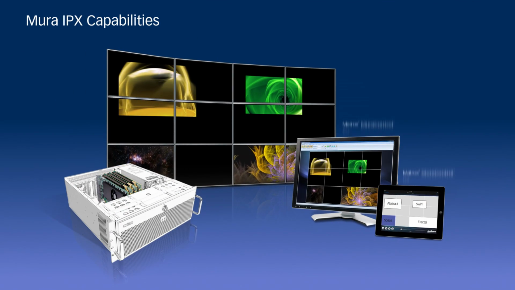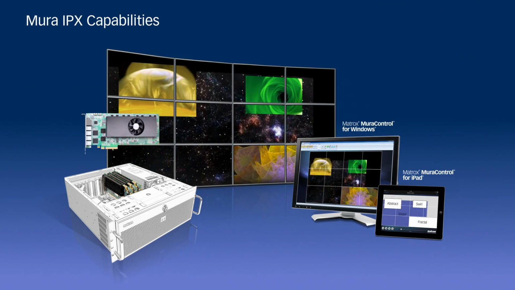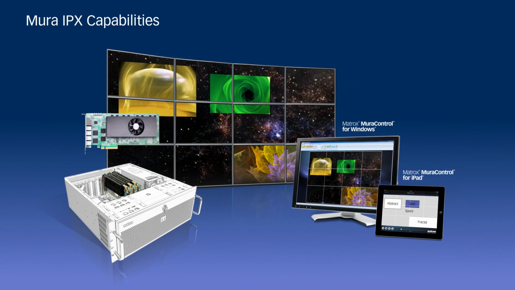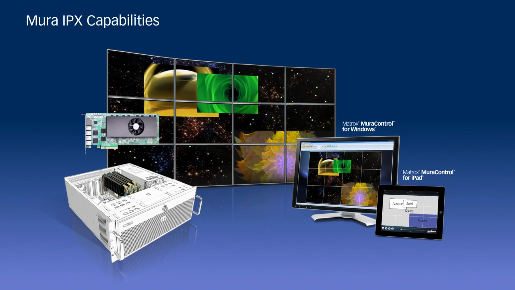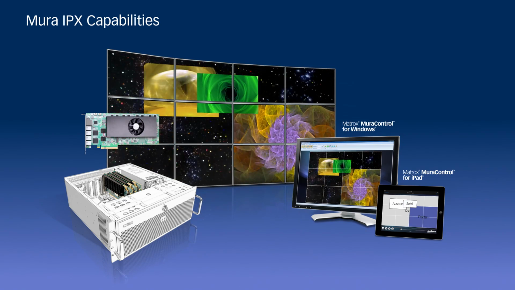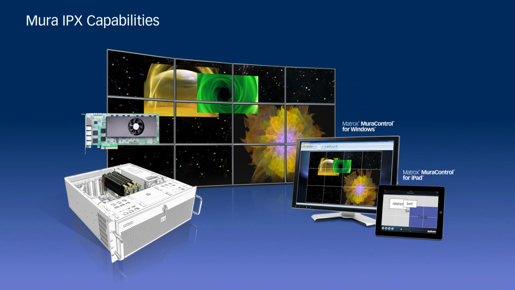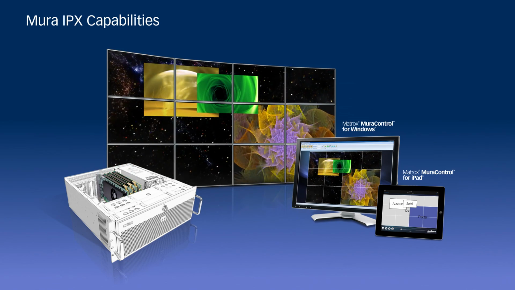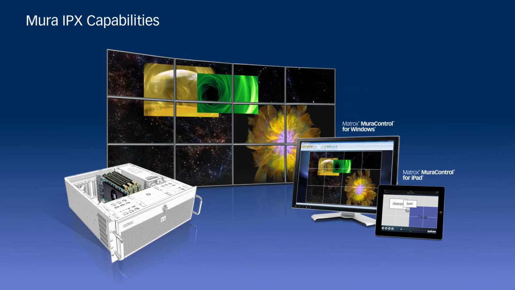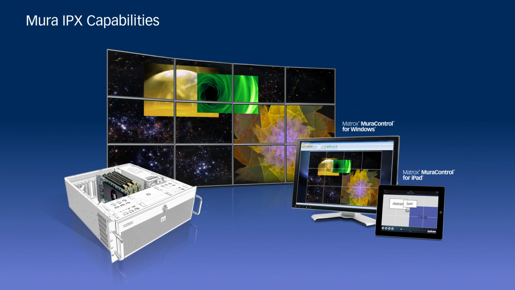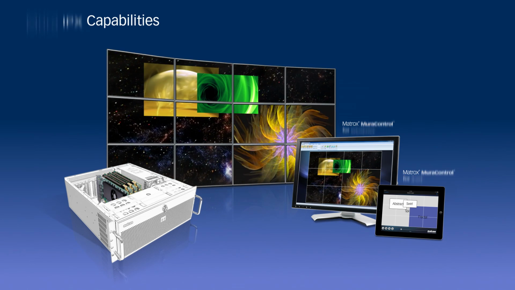Matrox Mura IPX 4K capture and IP encode-decode boards have been built to provide enhanced capabilities for video walls, multi-viewers, and personal video walls. Mura IPX records and streams high-quality H.264 encoded video to any device with H.264 decoding capabilities over IP at low bit rates. The single PCI Express board allows for simple, low-cost installation while delivering advanced capabilities to your network-based video wall controller, all managed with either the Mura Control for Windows or Mura Control for iPad software.